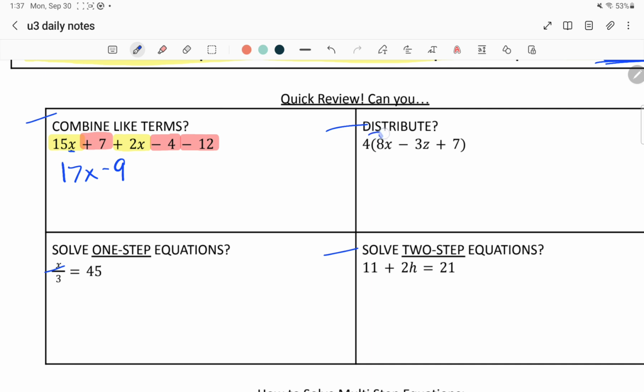I know we've talked about distributing a little bit, but let's talk a little bit more. Distributing is a form of multiplication. I am multiplying this 4 by the parentheses, which means everything in the parentheses needs to be multiplied by 4. So what happens is we have 4 times 8x minus 4 times 3z, plus 4 times 7. And then I would simplify. So 4 times 8 is 32x, negative 12z, plus 28.